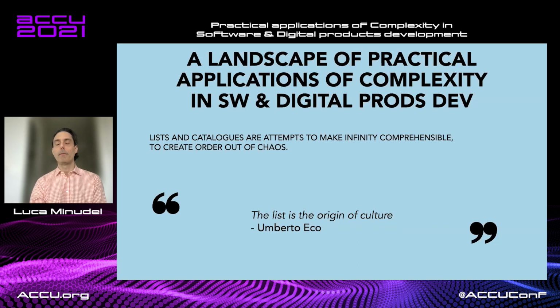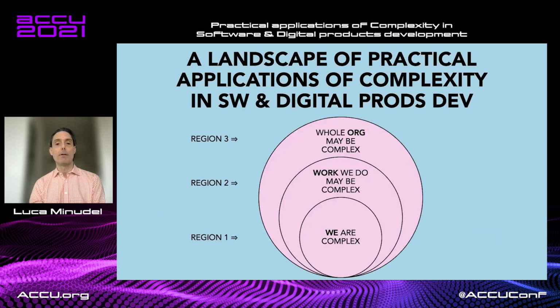So here we are back at the initial list of the catalog with all the practices. Listing the practices is quite powerful because after I listed them, I realized something important: the landscape of the practices inspired by complexity. So there are three regions. The first one is based on the idea that we are complex, individuals and teams. And here is where we talk about self-organization. The second region is founded on the idea that the work that we do may be complex. And this is where there are the practices that assess the degree of complexity and adapt to that degree.